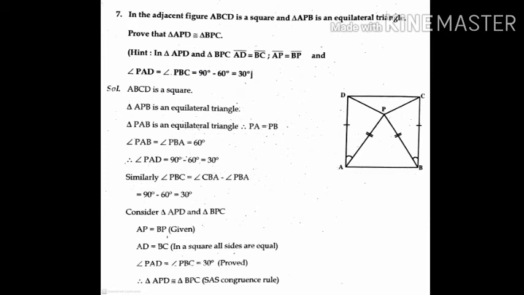Next, seventh question. In the adjacent figure, ABCD is a square and the triangle APB is an equilateral triangle. Prove that triangle APD is congruent to triangle BPC.